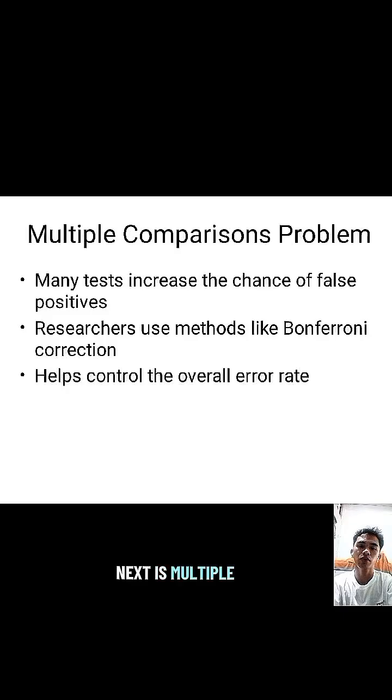Next is multiple comparison problem. When many tests are performed at once, the chance of finding false positive results becomes higher. This is known as the multiple comparison problem. To reduce this problem, researchers use correction methods such as Bonferroni correction. These methods lower the significance level for each test so that the overall error rate remains controlled.